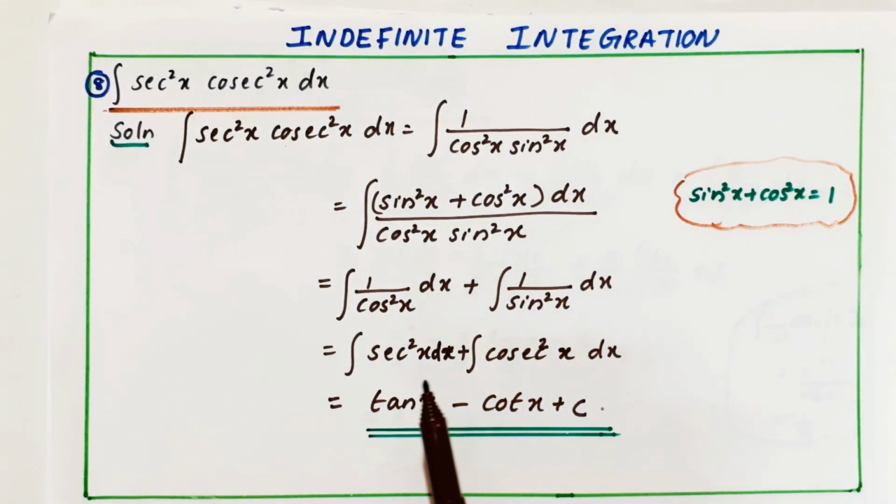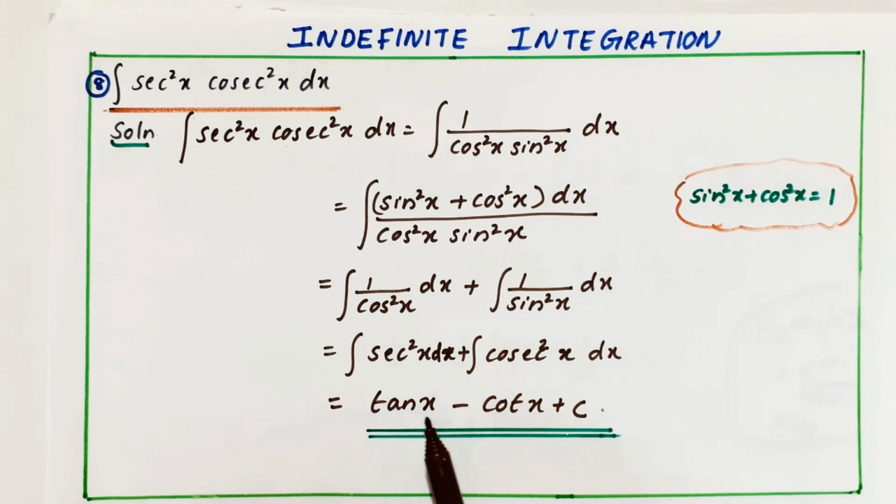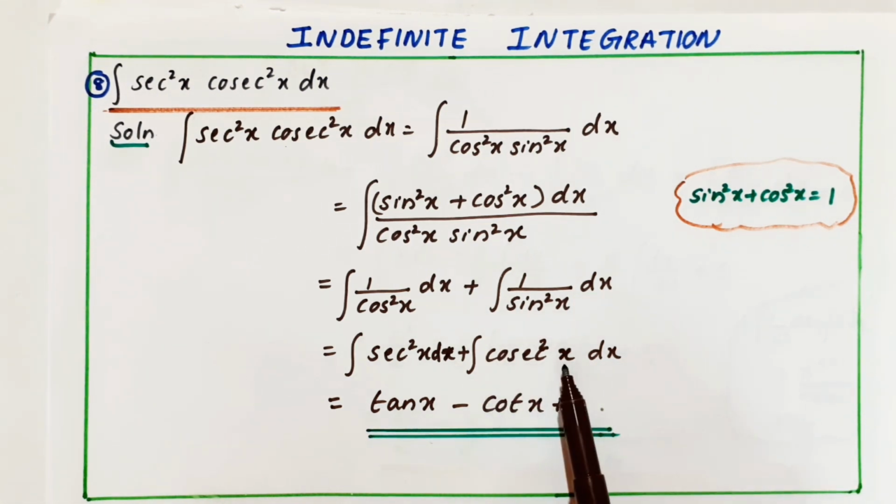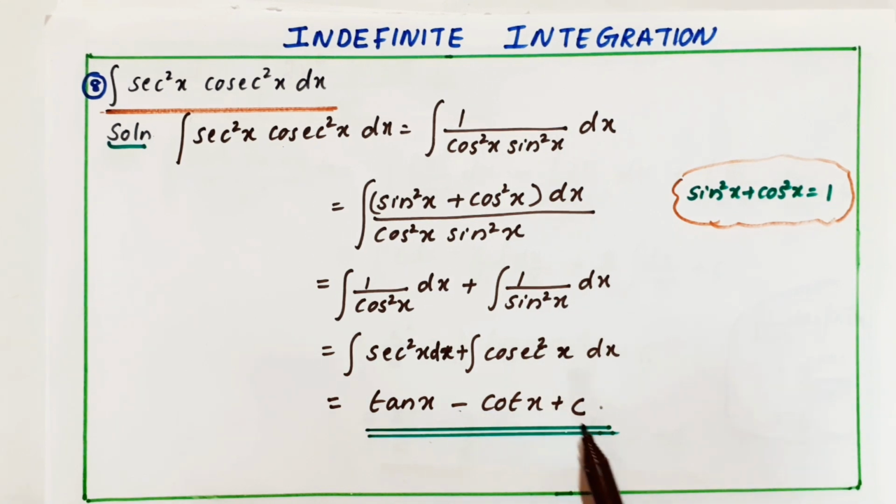So what we are doing? Integral of sec square x we are writing as tan x. Integral of cosec square x we can write as minus cot x plus c. So your answer is tan x minus cot x plus c.